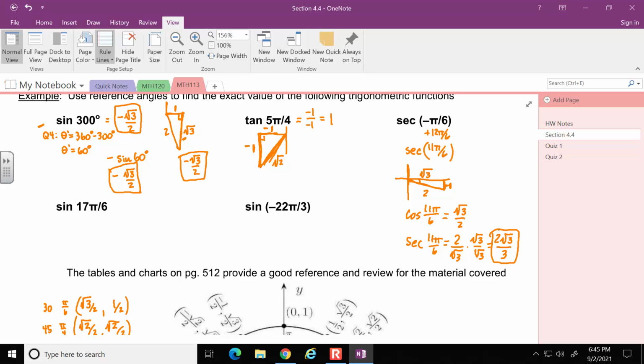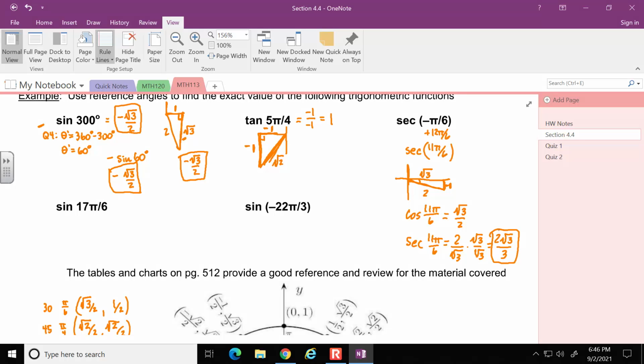This is length 2 and this is length 1. Then what I'm left with is really this, and I can determine that with the Pythagorean theorem. This is my hypotenuse because it's opposite my 90 degrees. So I'm going to have 2 squared equals 1 squared plus b squared. So that's 4 equals 1 plus b squared. So that's 3 equals b squared. So the square root of 3 is equal to b.